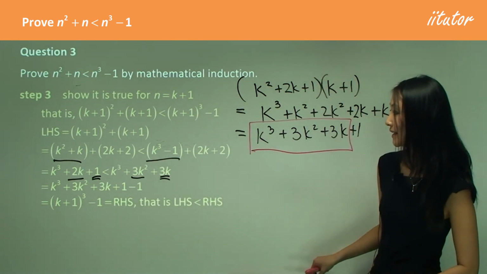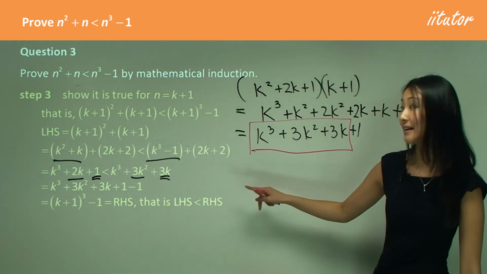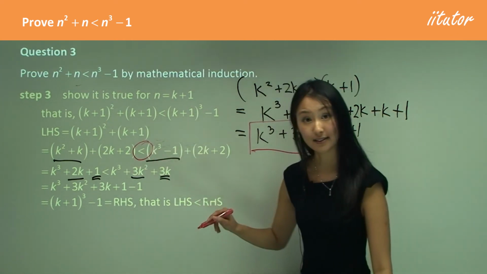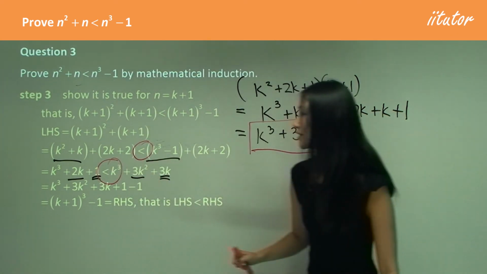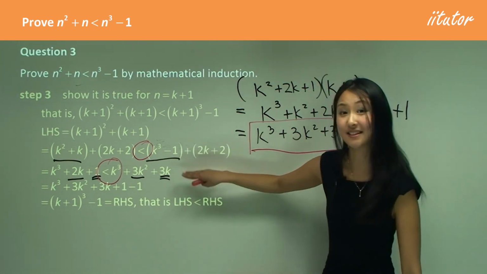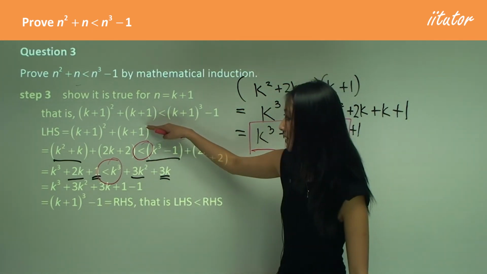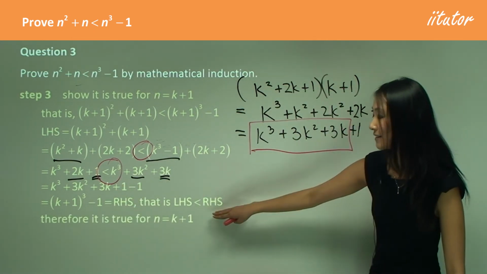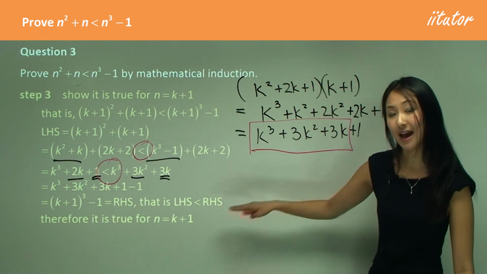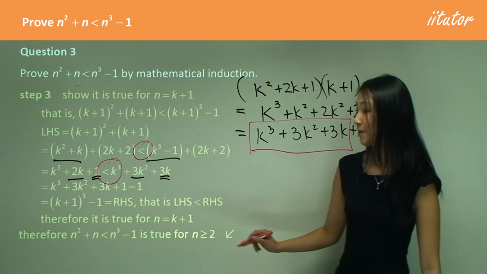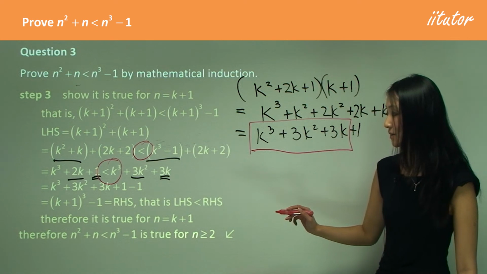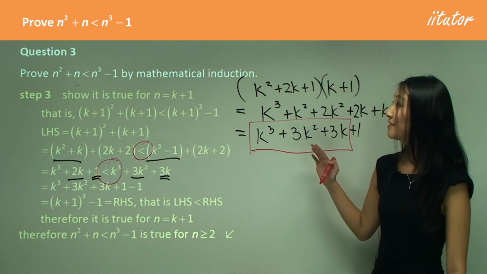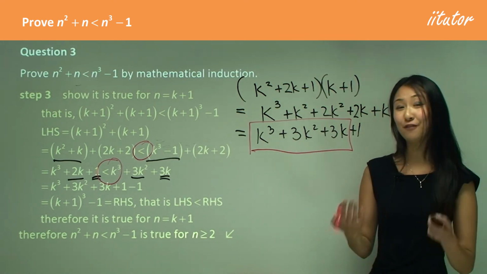So therefore, we can say that the left-hand side is less than the right-hand side. So let's have a look here. Equals to less than. So we have two examples where it's less than. So we can definitely say that left-hand side must be less than the right-hand side. Therefore, it is true for n equals to k plus 1. So therefore, for n squared plus n less than n cubed minus 1, it is true for n is greater or equal to 2.